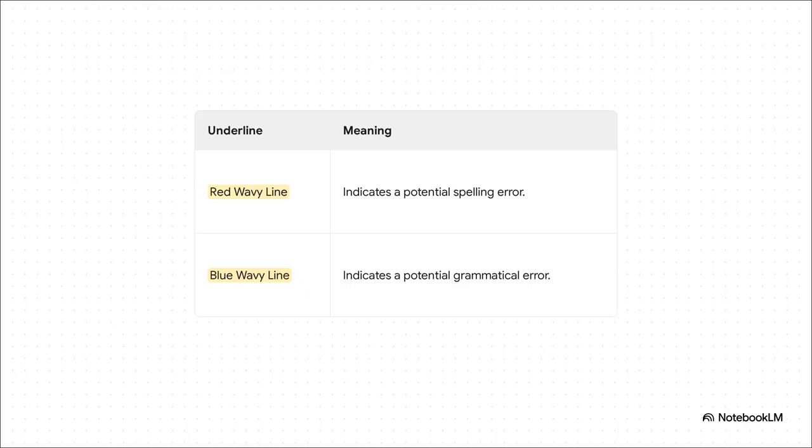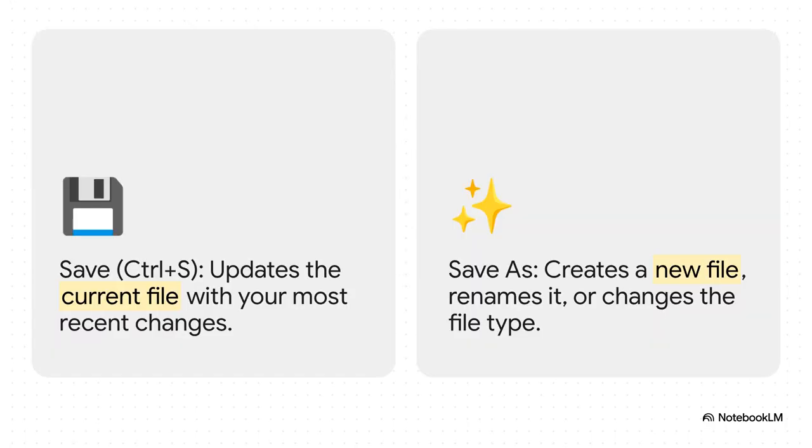See that red wavy line? That's a heads up for a possible spelling mistake. The blue one? That's pointing out a potential grammar issue. Pay attention to these little squiggles. They're your friends.